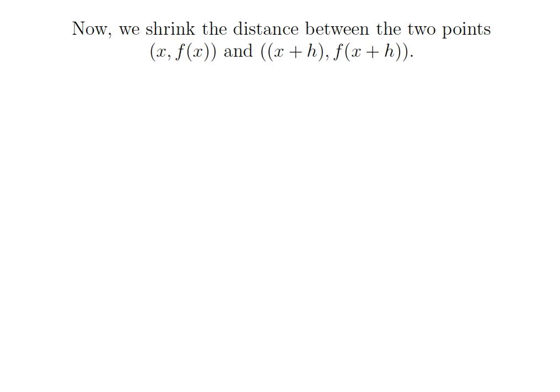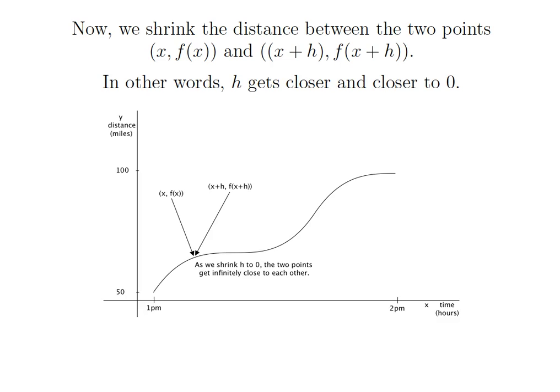And what we're going to do is shrink the distance between these 2 points, x and f of x, and x plus h and f of x plus h. So it's really x1, y1 and x2, y2. We're going to shrink that distance. In other words, h is going to get closer and closer to 0. We look at our graph. As we shrink h to 0, the 2 points get infinitely close to each other.